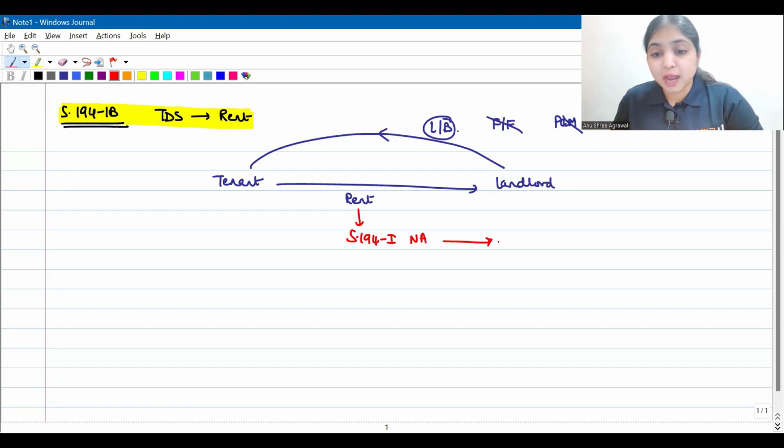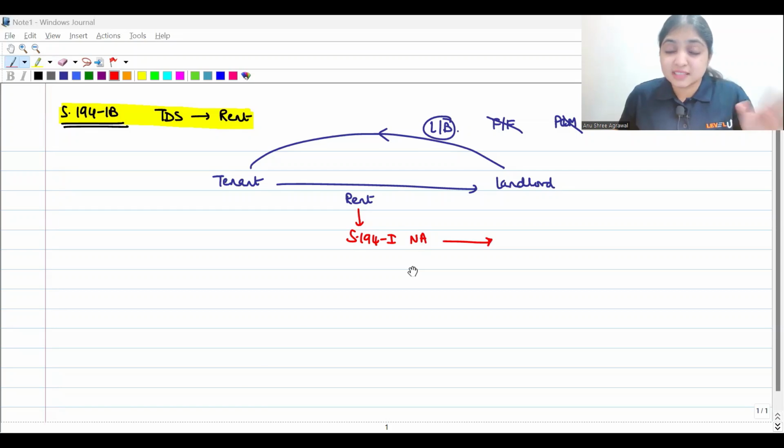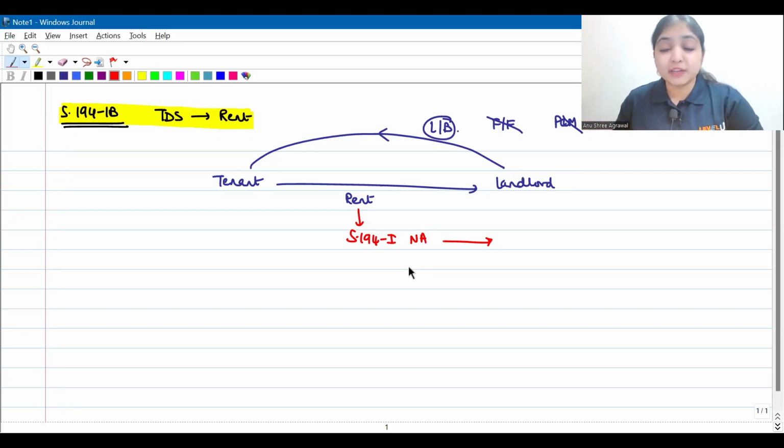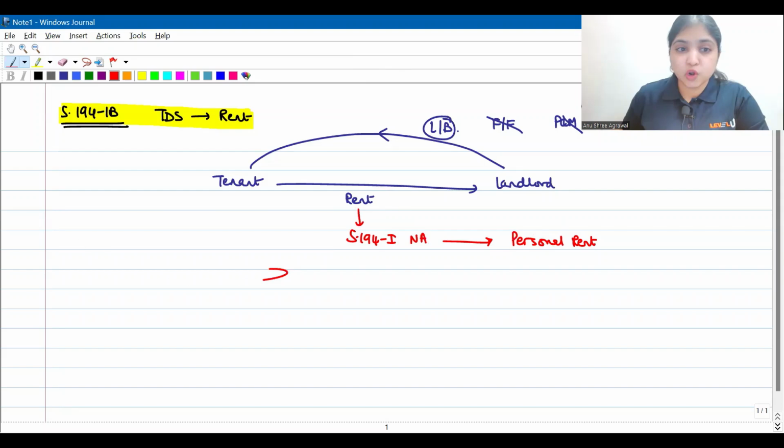Now, why is 194I not applicable? There could be various reasons why 194I is not applicable. But please know, I'm not covering all the 100 reasons. There are only two reasons which I'm covering. 194I is not applicable either because it was personal rent. You know, right? For Sections 194C, H, I, J, these four sections, the transaction should not be for personal purpose. So 194I will not apply if you are paying rent for personal purposes. So if it is personal rent, 194I will not apply. Welcome to 194IB. This is the first reason.